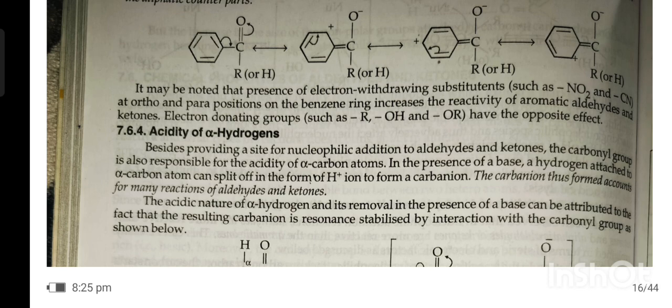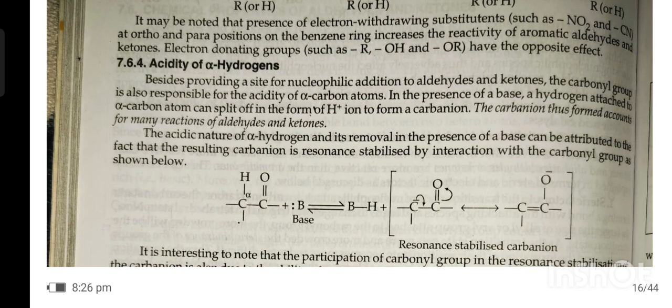Acidity of alpha hydrogen, besides providing a site for nucleophilic addition of aldehydes and ketones. The carbonyl group is also responsible for the acidity of the alpha carbon atom. In the presence of a base, a hydrogen attached to an alpha carbon atom can split off in the form of an H positive ion to form a carbanion. The carbanion thus formed accounts for many reactions of aldehydes and ketones.